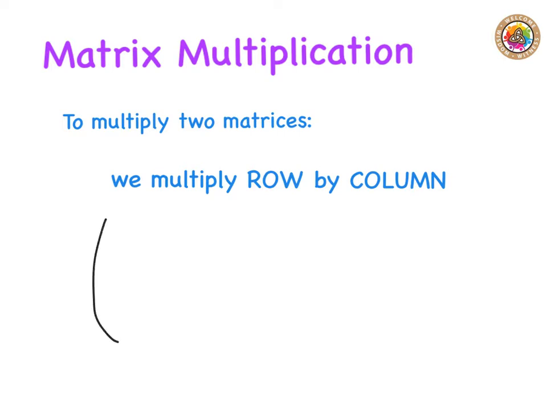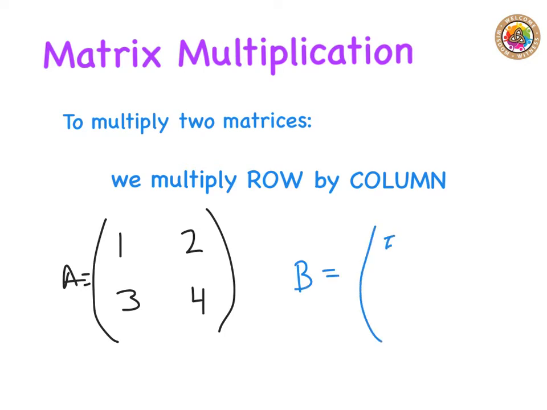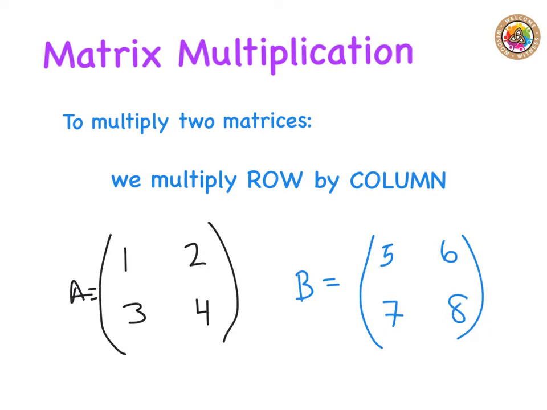So say, for example, I have a matrix A, which is 1, 2, 3, 4, and B is equal to 5, 6, 7, 8. We're going to multiply those two matrices together. When we do, we go row by column, and that will give me the first element of the new matrix. We're going to have a look in the next slide at how to do that further.